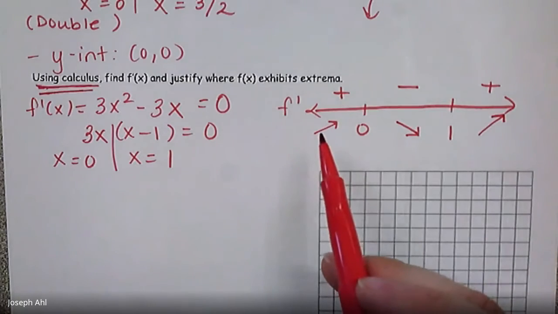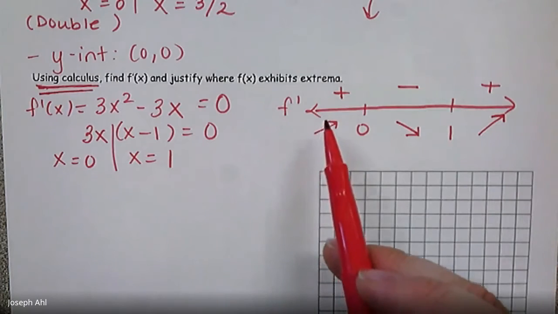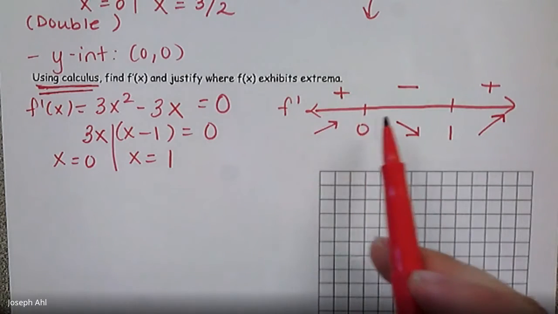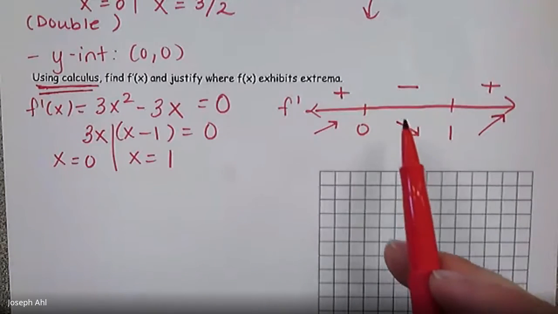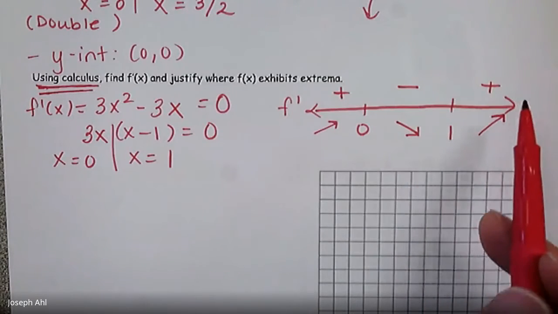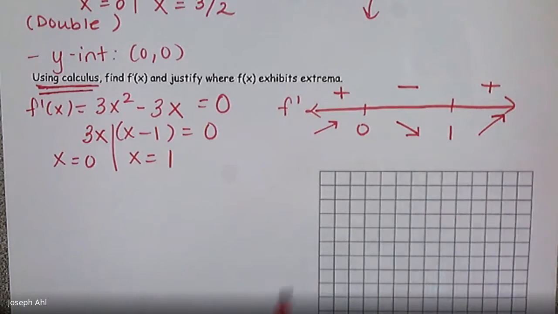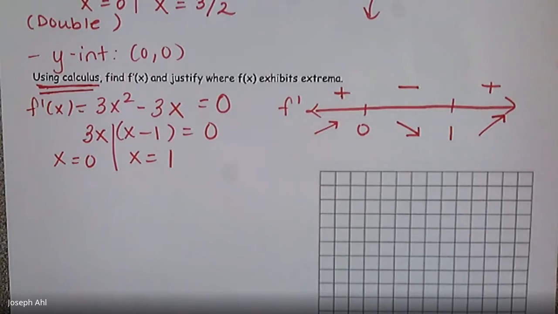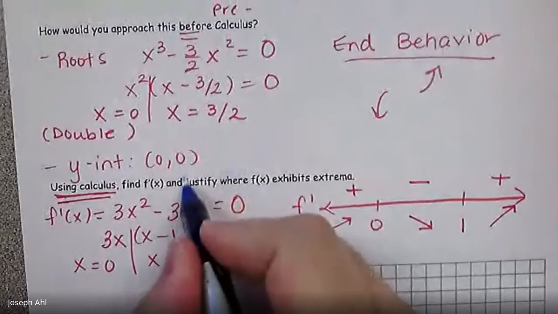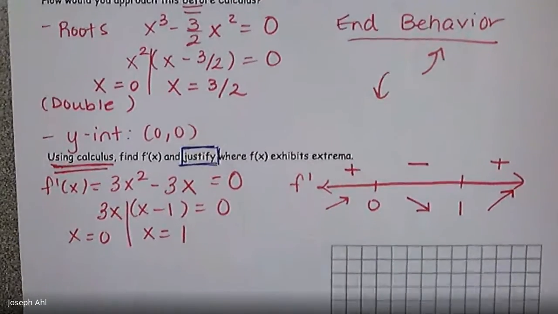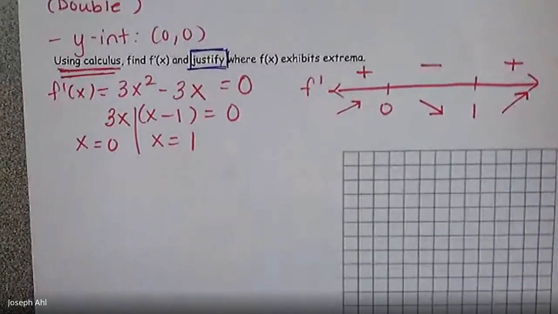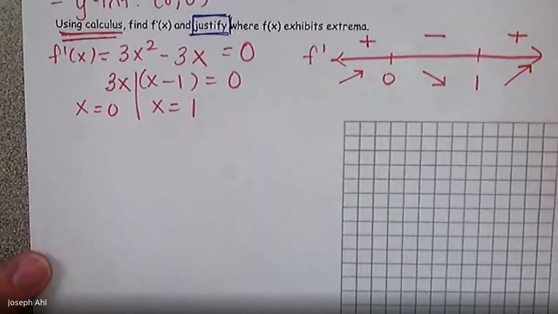And if we think about what this starts to look like then, as we go from an increasing graph to a decreasing graph, we're definitely going to have a local max at x equals 0. And as we switch from decreasing over to increasing, it's going to represent a local min at x equals 1. So even though we can think of that logically based on our f prime number line, it does say to justify where f of x exhibits the extrema. So the justification is going to look something like this.